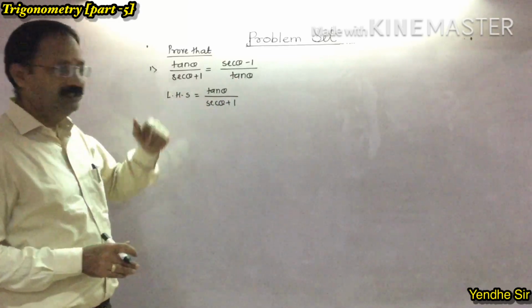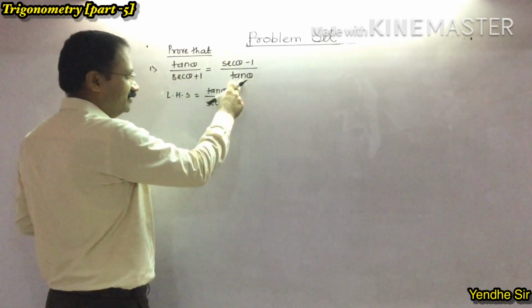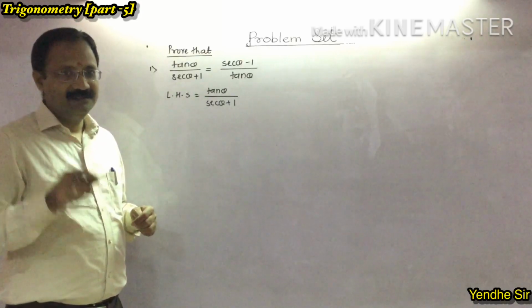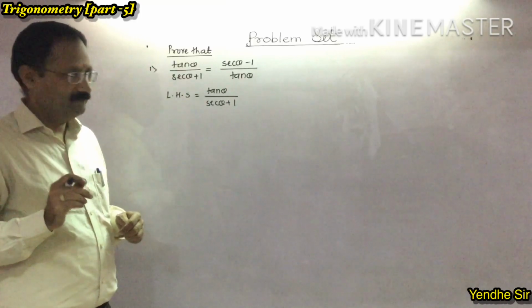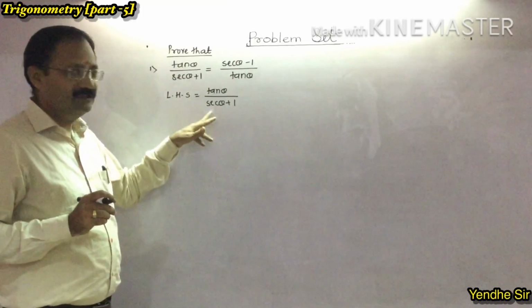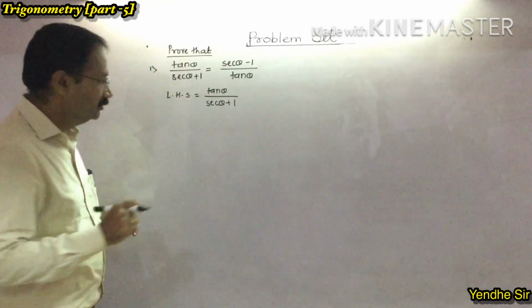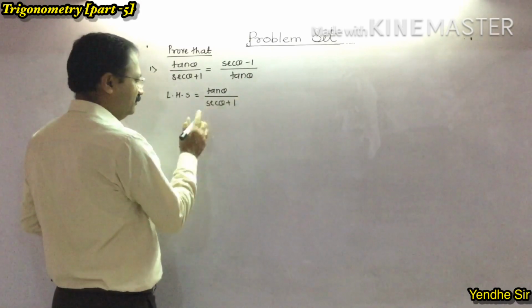How? Let's see. So here tan theta, sec theta, tan theta. We know the relation between sec theta and tan theta: sec square theta equal to 1 plus tan square theta. But here it is not a square, so we cannot write the formula directly. So what do you have to do? I want to cancel it first. How can I cancel? It is very simple.